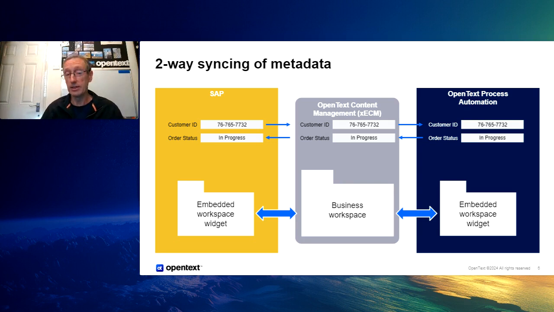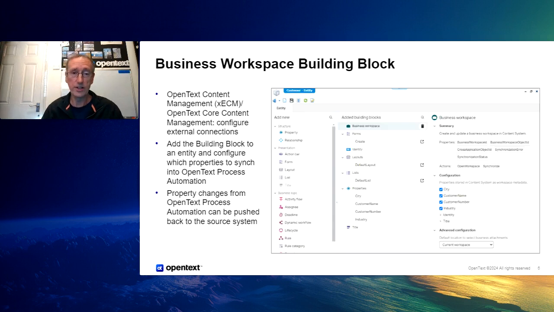So how do you do that? The value is clear. How do you actually make that happen? It's very straightforward. If you're using OpenText Content Management or OpenText Core Content Management, the public cloud version, you can configure that workspace to be available externally. In Appworks, in process automation, we add the building block called the business workspace building block.